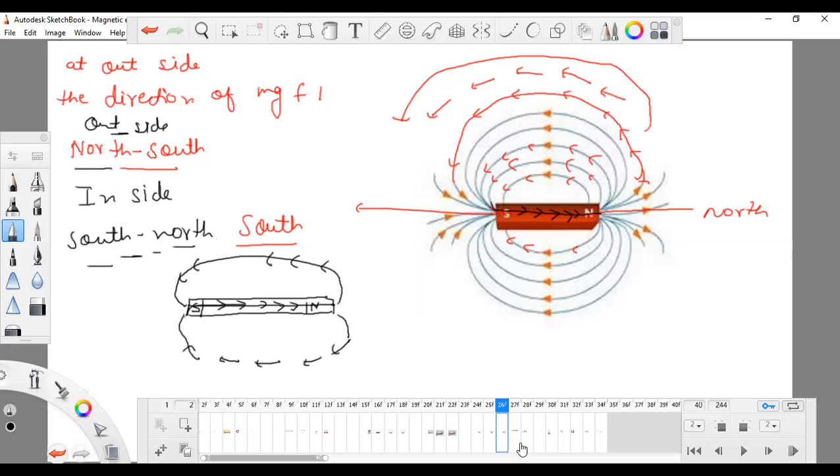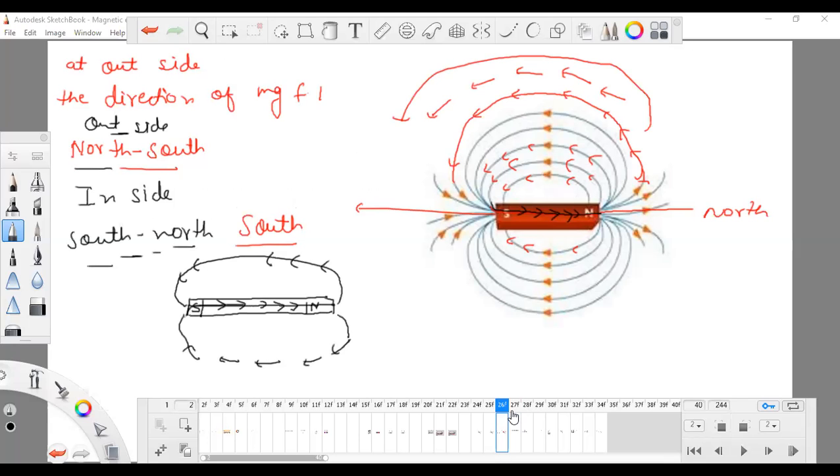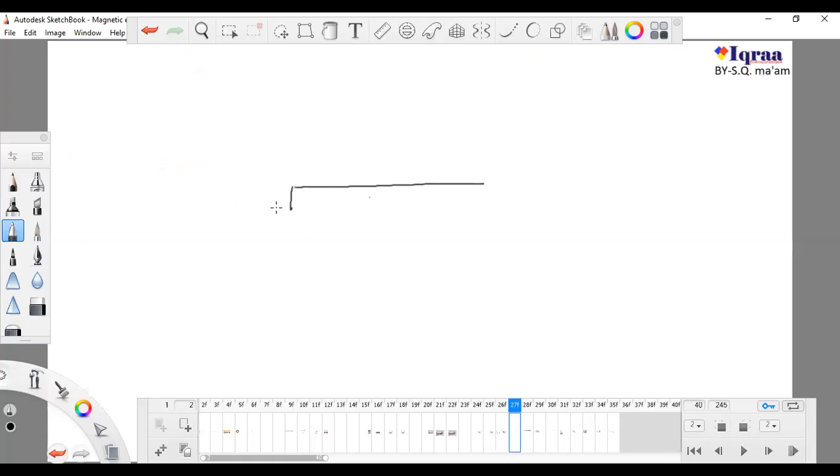The next point is that magnetic field lines are closed and continuous curves. We know that magnetic field lines are closed curves. Closed curve means they are closed, they are not open. They can be completed like this. If I draw this, this is the south pole and this is the north pole, and this is the direction.